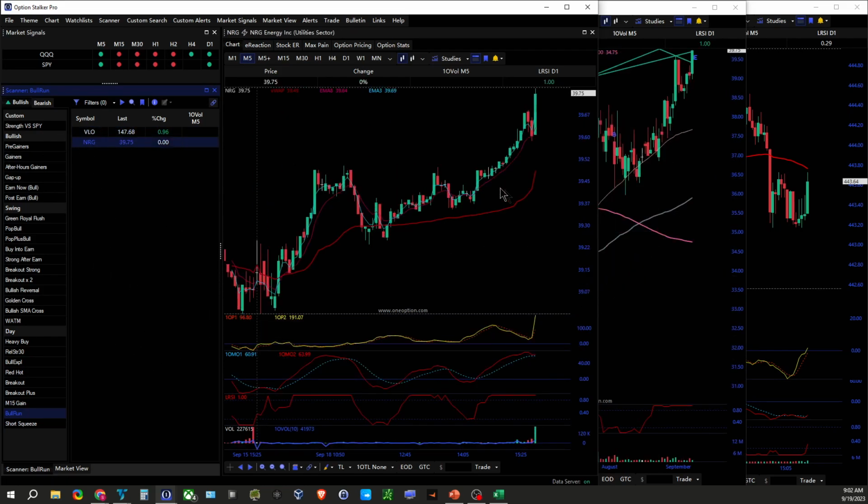This is a bad example, but this is a good example. And this is from yesterday. So this is showing like all of these green bars in a row. That would be something that's on Bull Run.